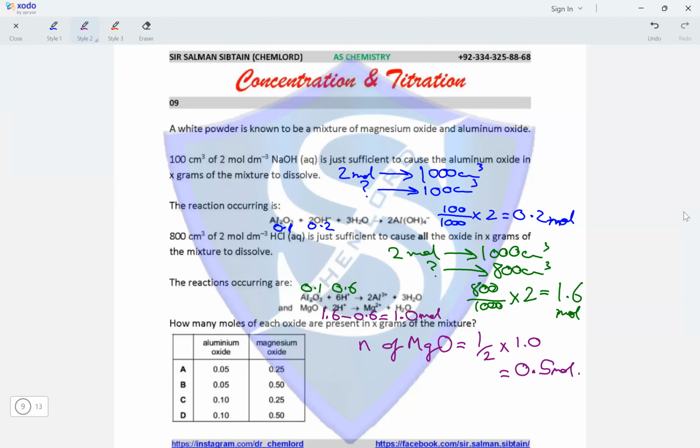So now we have 0.5 moles of MgO which are present in two options, and we have 0.1 mole of Al2O3 which is only present in one option. This makes option D the correct option for this question.